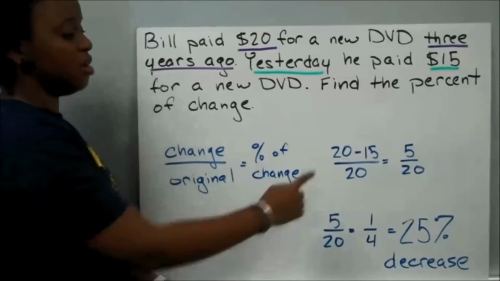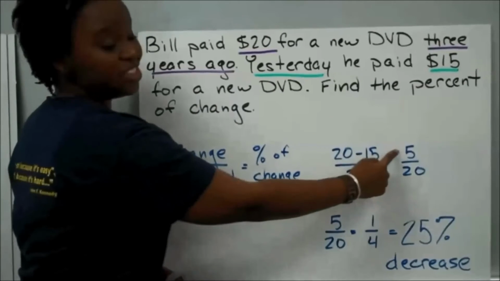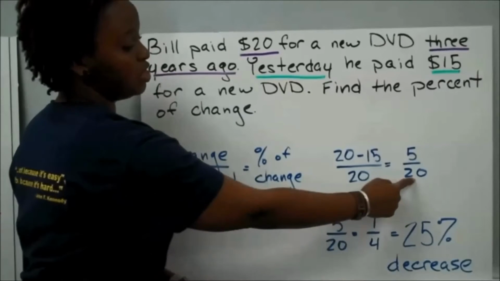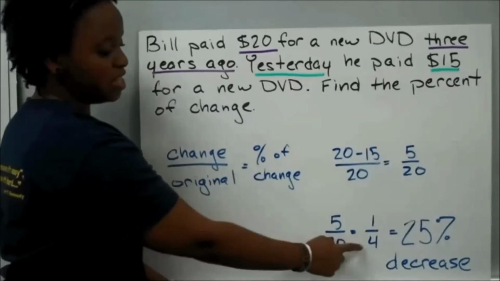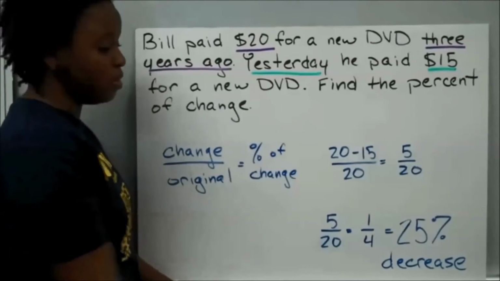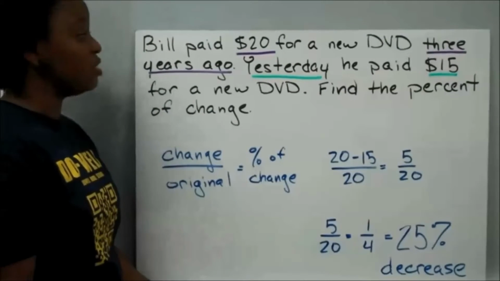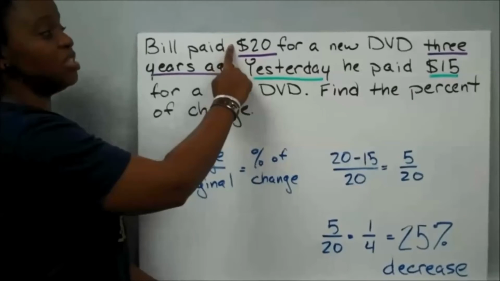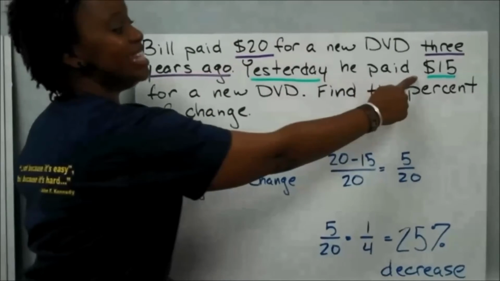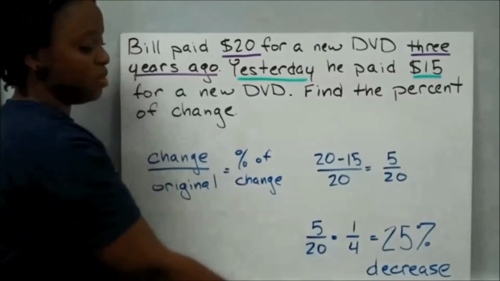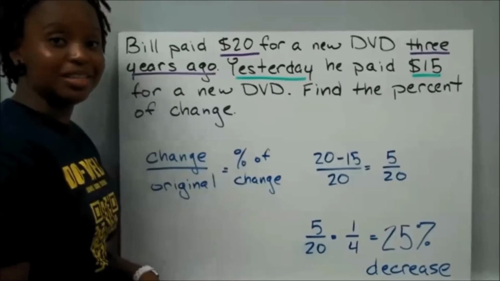Okay? So our amount of change, 20 minus 15, is a change of 5 over the original of 20, which can be simplified to 1/4, and we know that 1/4 is 25%. Again, identify whether it's an increase or a decrease. So since we started at 20 and we went down to 15, that means we've got a 25% decrease.